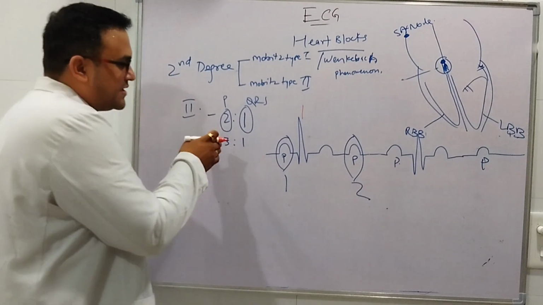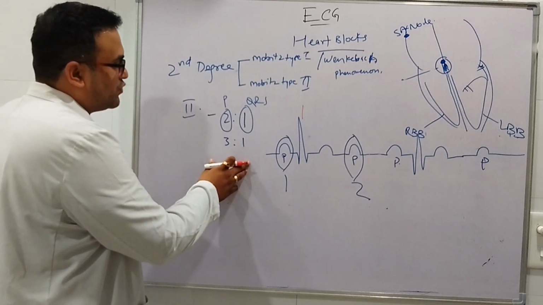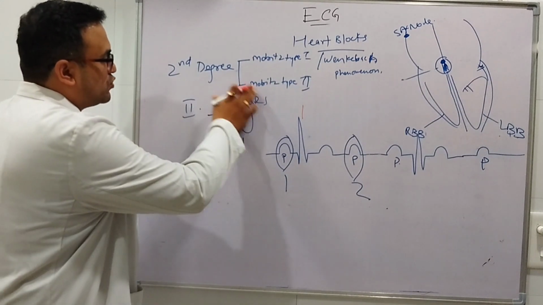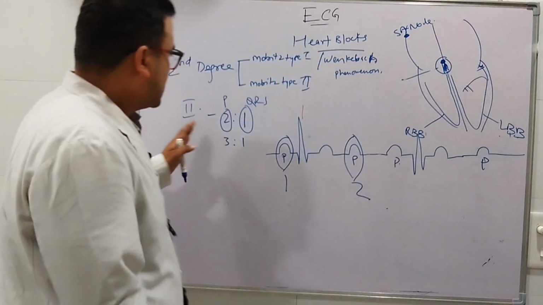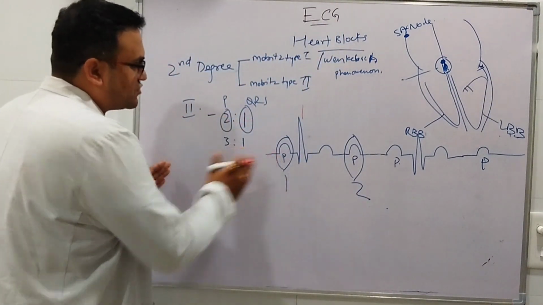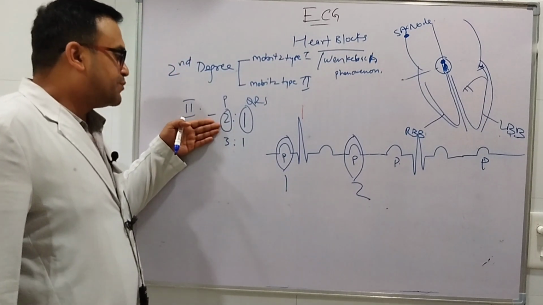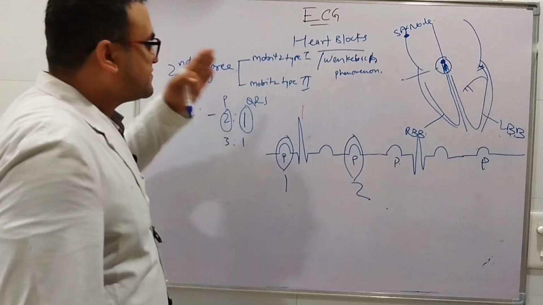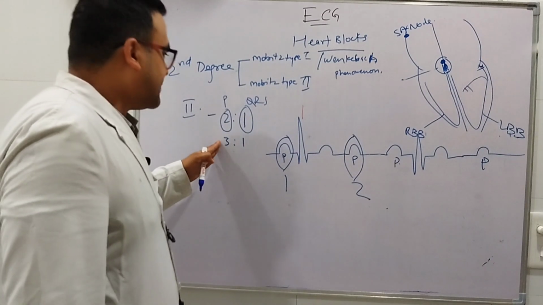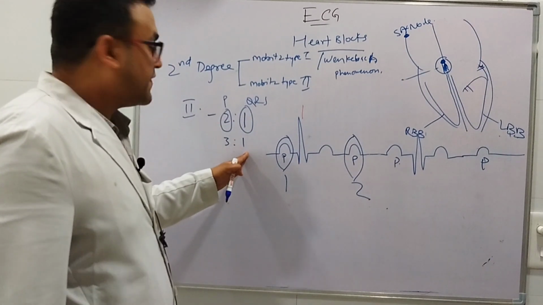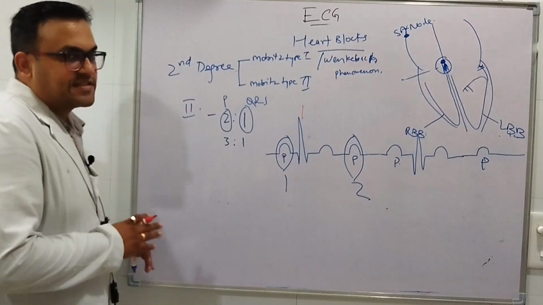If there are 3 P's and 1 QRS, we will call it 3:1 Mobitz type 2 second degree AV block. Understood? So Mobitz type 2 can be 2:1, 3:1, 4:1 like this. For every two P waves there is one QRS wave, it is 2:1. If for every 3 P's there is one QRS, then we will call it 3:1 block. So this is Mobitz type 2 block.